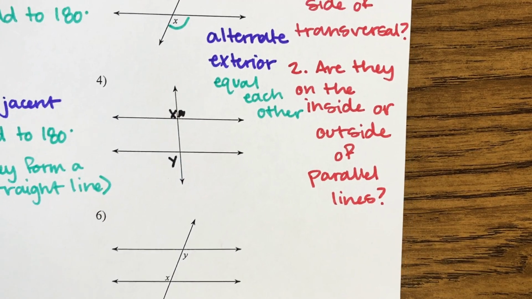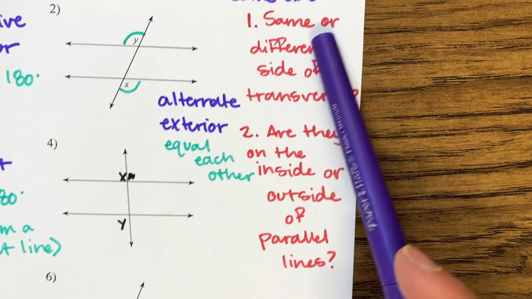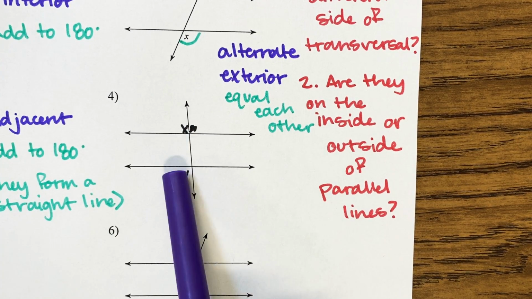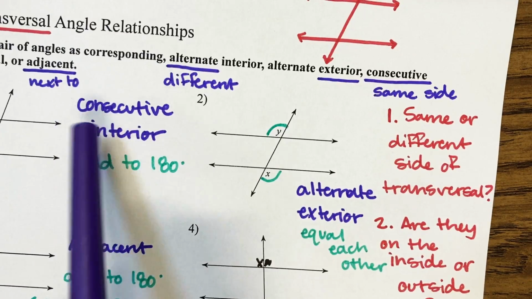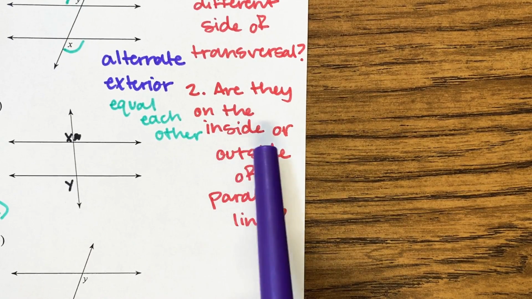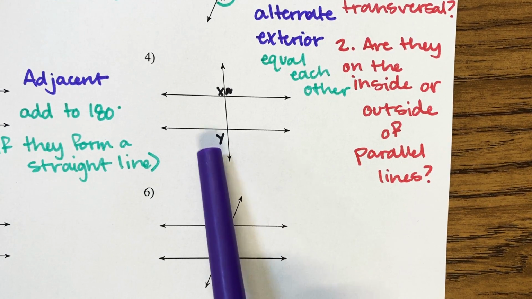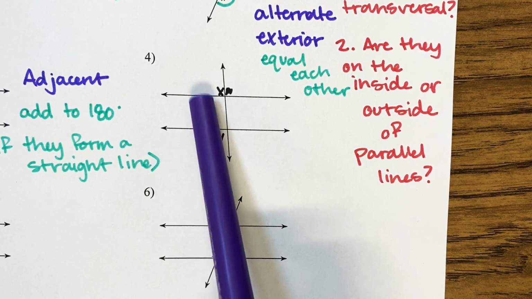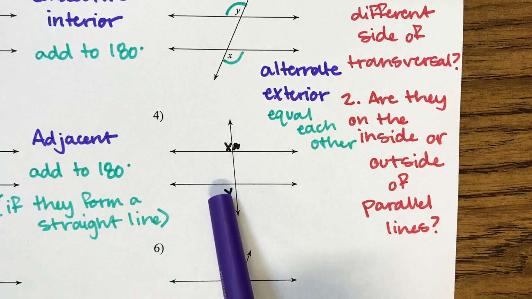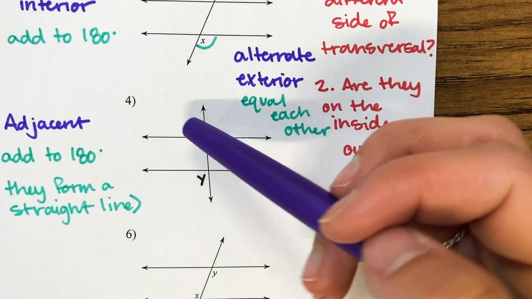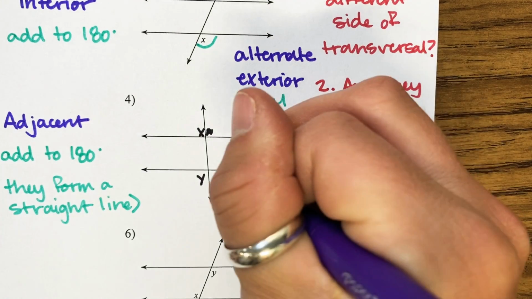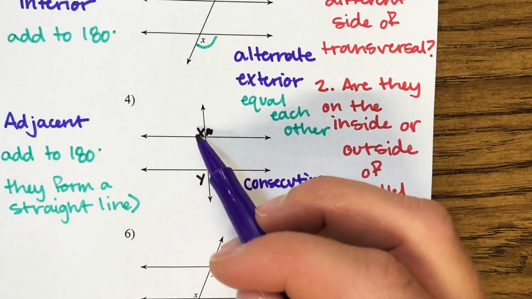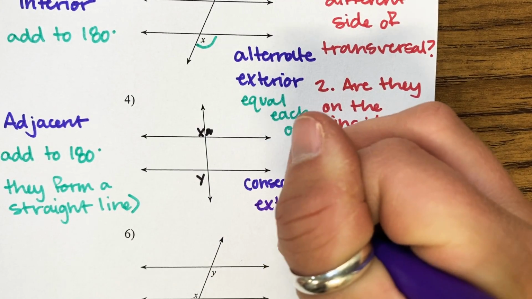So let's go ahead and ask ourselves these questions. Same or different sides of our transversal? They're both on the left, so that says same, but hold off on writing consecutive. Are they on the inside or on the outside? Yes, they're both on the outside. Perfect. So, same side, consecutive, and both on the outside. Outside we know is exterior.